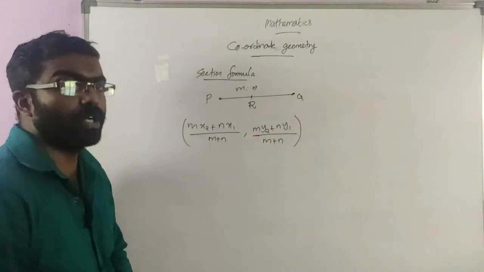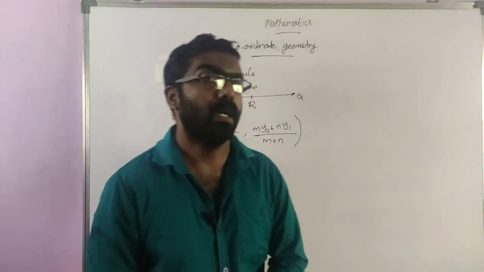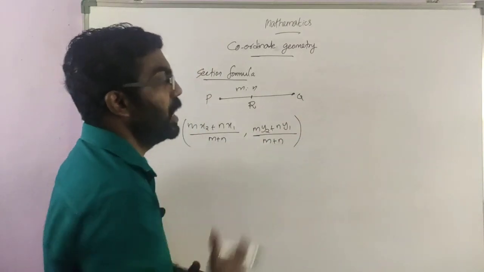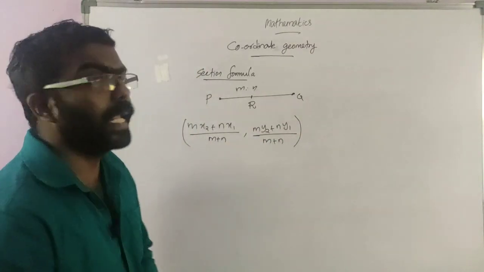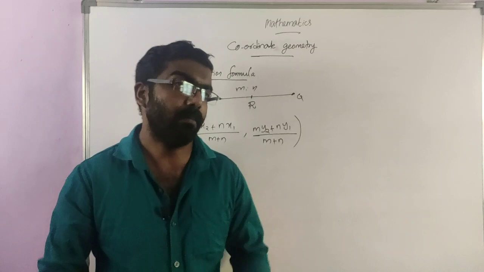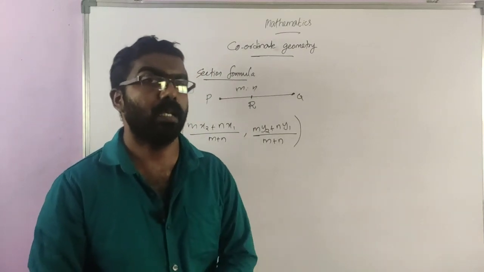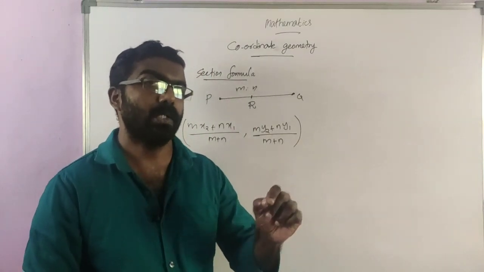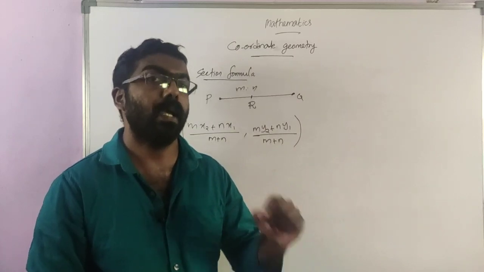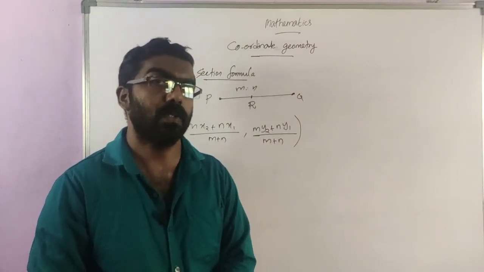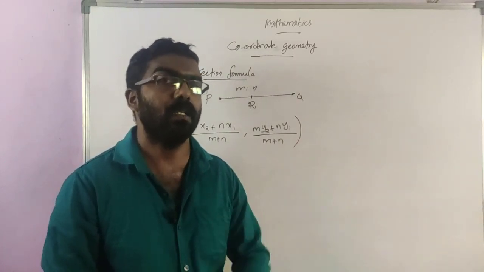And in 3-dimensional geometry, that means the upcoming chapter, we put one more value, (m z2 + n z1) divided by (m + n). In the distance formula also there is the same change: (x2 - x1) the whole square, (y2 - y1) the whole square, and (z2 - z1) the whole square. That is the only difference. All other things are the same.